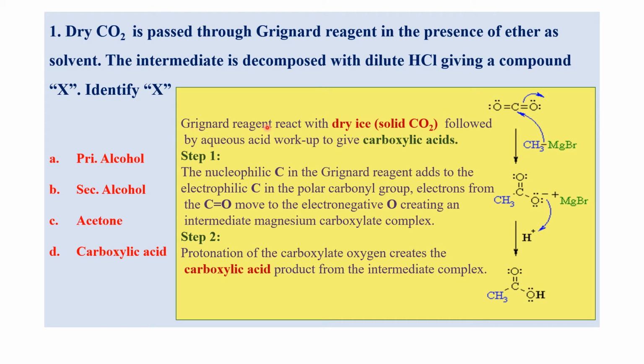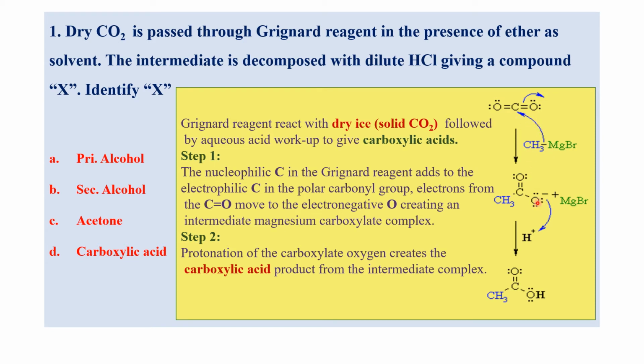The Grignard reagent, when it reacts with dry ice or solid carbon dioxide followed by acid workup, will produce carboxylic acid. The reaction takes place in two steps. In one step, the nucleophilic carbon of the Grignard reagent will add to the electrophilic carbon of the carbonyl group, which means the double carbonyl group. These are represented by the carbon dioxide.